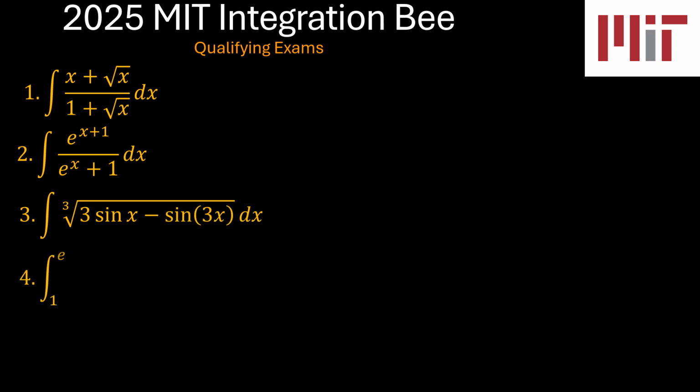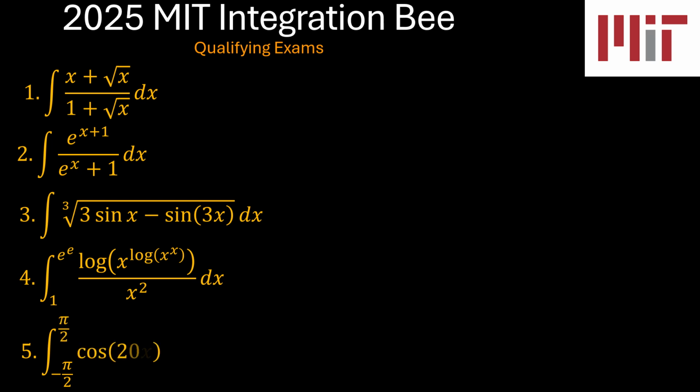Problem number 4, which is a definite integral from x equals 1 to x equals e to the power e of the natural logarithm of x to the power natural logarithm of x to the power x, all over x squared. Problem number 5, which is the definite integral from x equals negative pi over 2 to x equals pi over 2 of the cosine of 20x times sine of 25x.